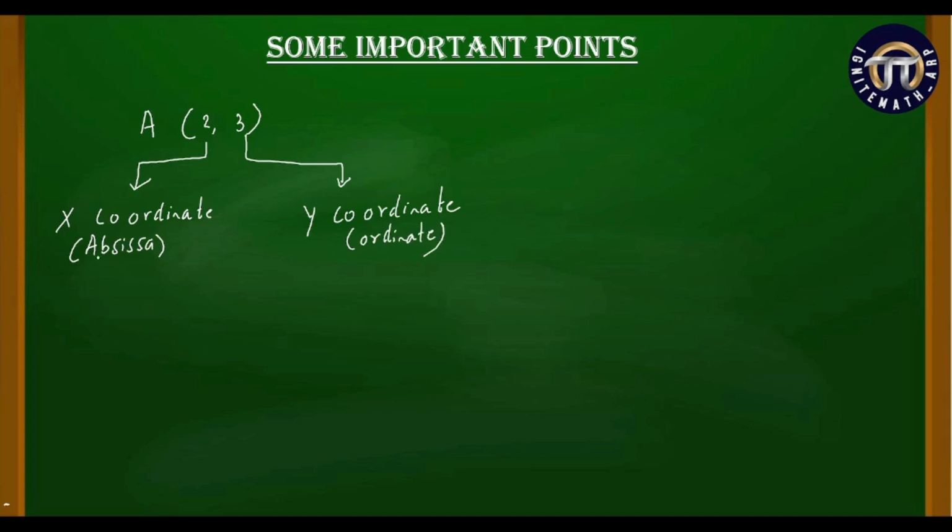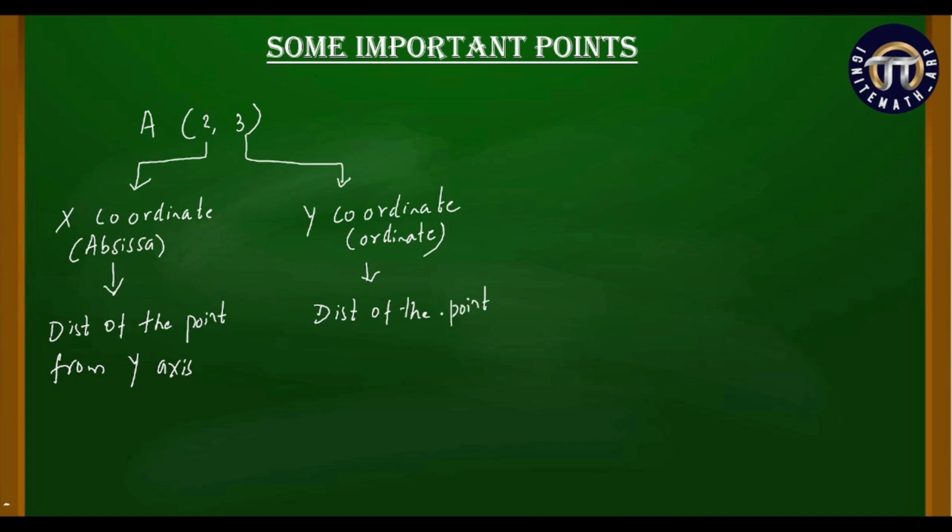So now always keep in mind, x coordinate of a point represents the distance of the point from the y-axis, and y coordinate represents the distance of the point from the x-axis. You should keep in mind, children.